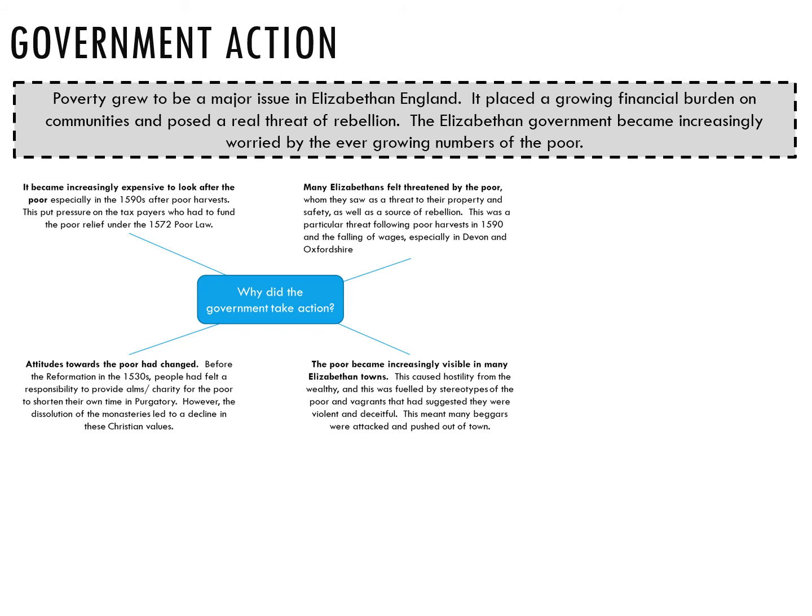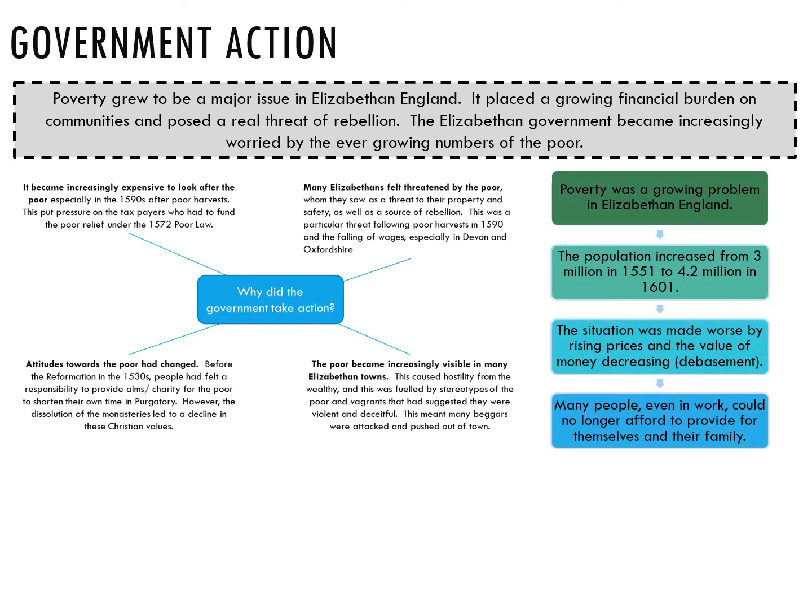The poor became increasingly visible in many Elizabethan towns, provoking hostility from wealthier people. This hostility was reinforced by stereotypes of the poor and vagrants that suggested they were both threatening and deceitful, and this meant that many beggars were physically attacked and driven out of town, again putting pressure on the government to act.